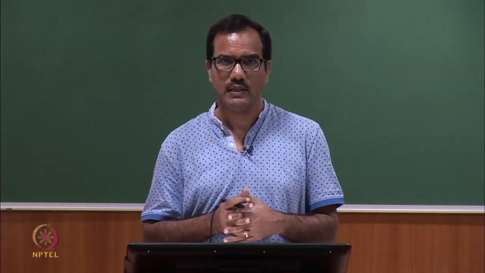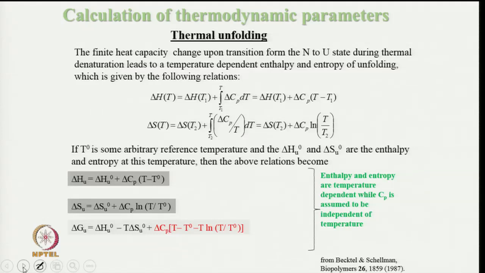So, once we have the thermal profile, we can go and calculate delta G. Suppose I have taken a thermal unfolding profile, and now I want to calculate delta G. What can we do? This is the delta H dependence on temperature. This is the well known Kirchhoff equation, which tells you about delta H dependence on temperature. This is delta S dependence on temperature.